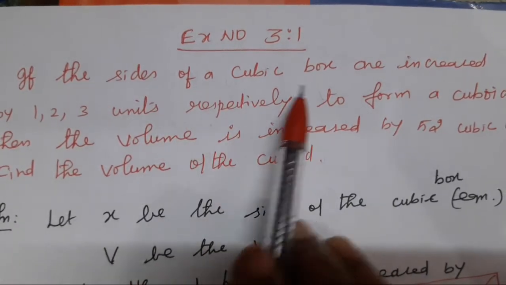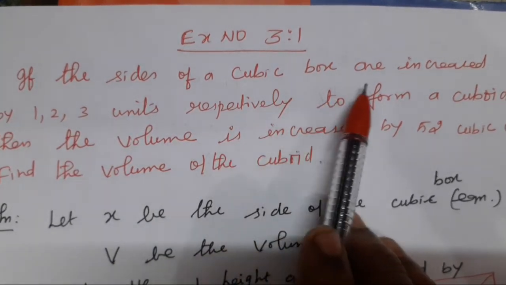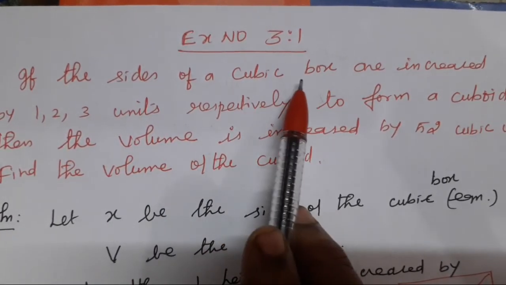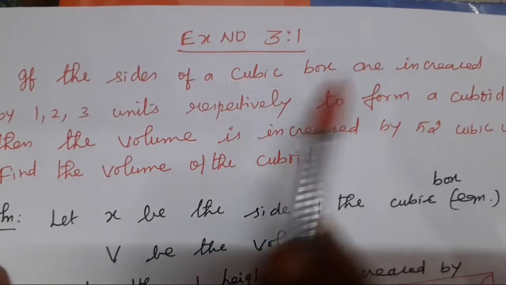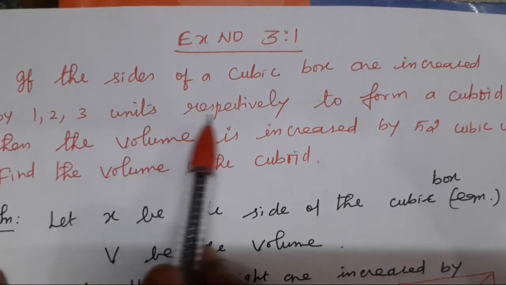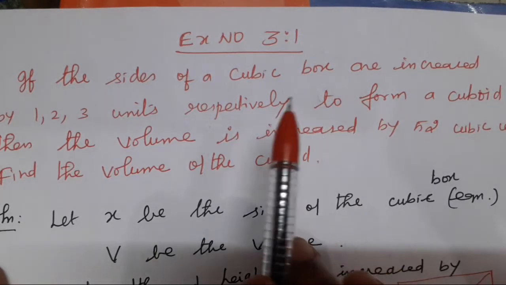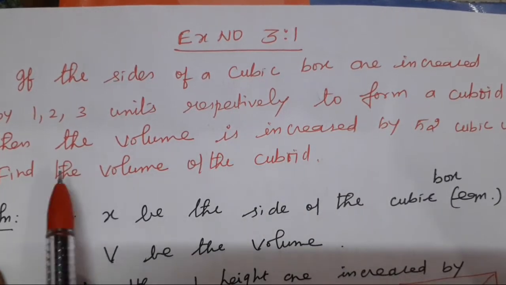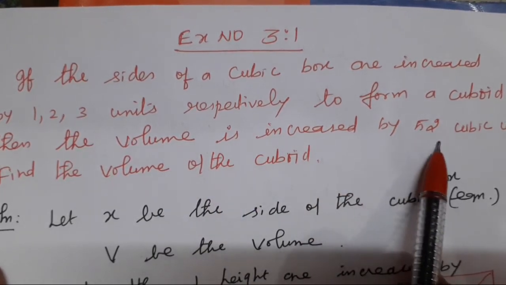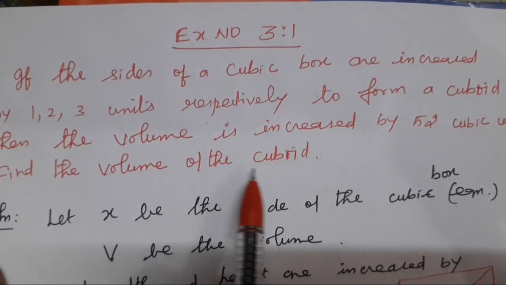See exercise 3.1, question number 1. If the sides of a cubic box are increased by 1, 2, 3 units respectively to form a cuboid. A cubic box means all sides are equal. If its length, breadth and height are increased, the cube becomes a cuboid, and the volume also increases. The volume is increased by 52 cubic units. Find the volume of the cuboid.